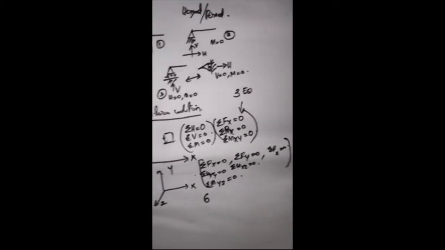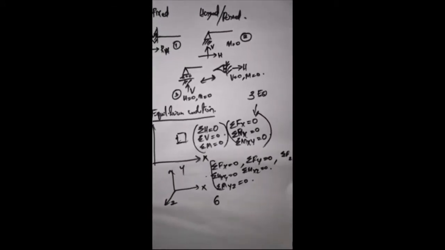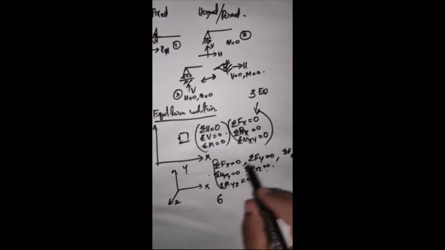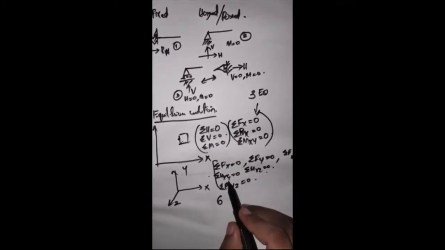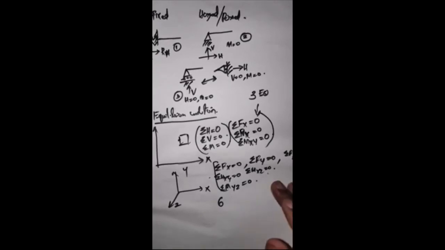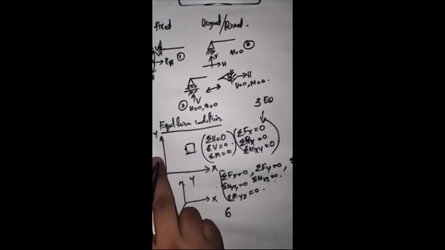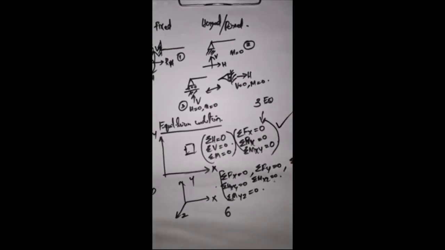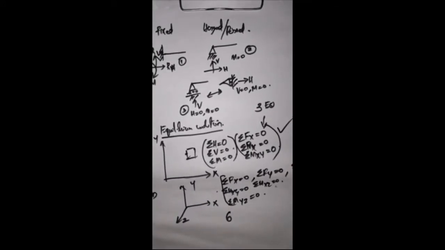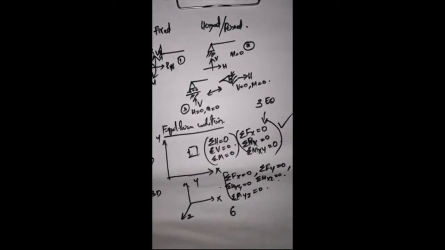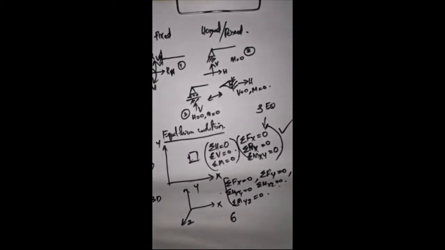That is Fx, Fy, Fz, Mxy, Mxz, Myz. Now this is a general case of 3-dimension and 2-dimension. So we will be dealing with this one. Our topic will now be to find out the reactions.